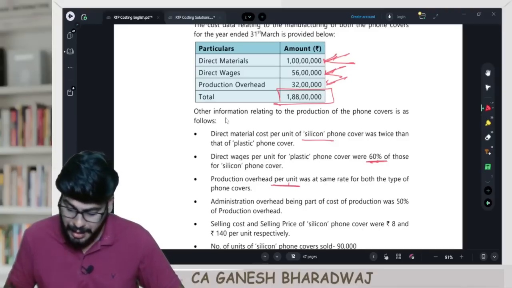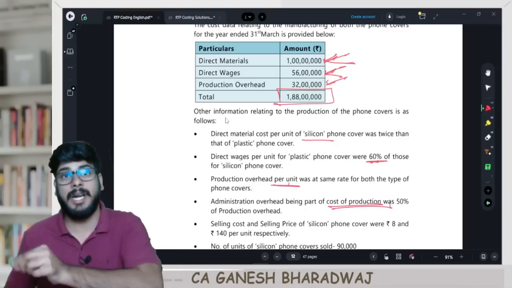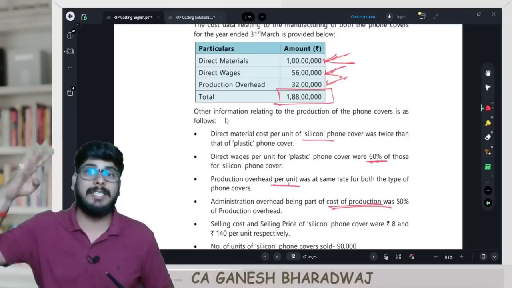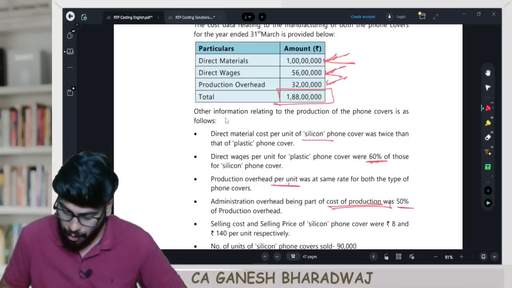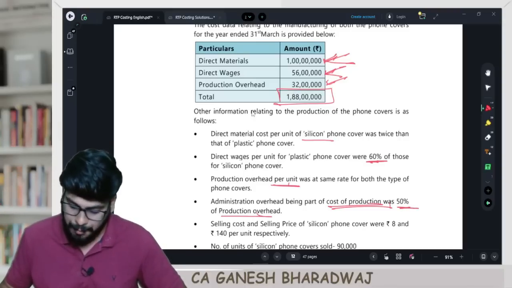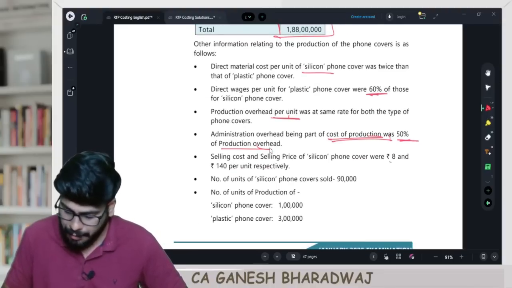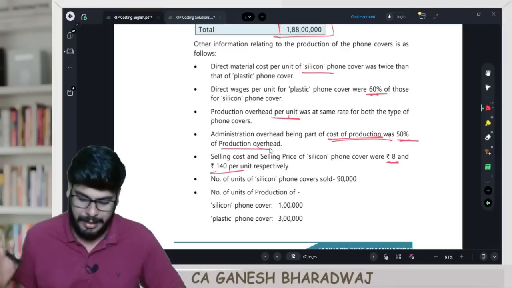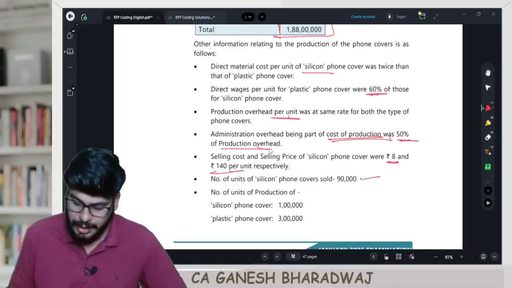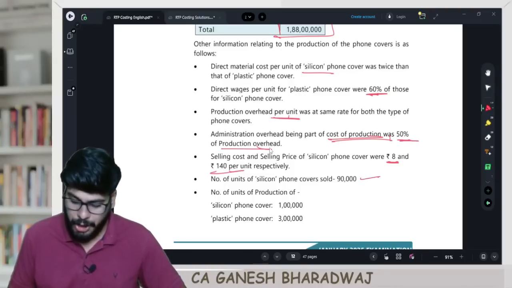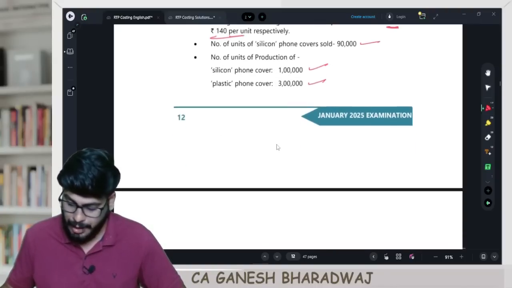Admin overheads being a part of cost of production, very important. This is admin overheads related to production, which means what? It is those 4 addition, 1 deletion. That component, this will come in. It was 50% of production overheads. Selling cost and selling price of silicone phone cover were 8 rupees and 140 rupees respectively. Number of units of silicone phone covers sold is 90,000. Number of units of production: silicone phone cover 1 lakh and plastic phone cover 3 lakh units.